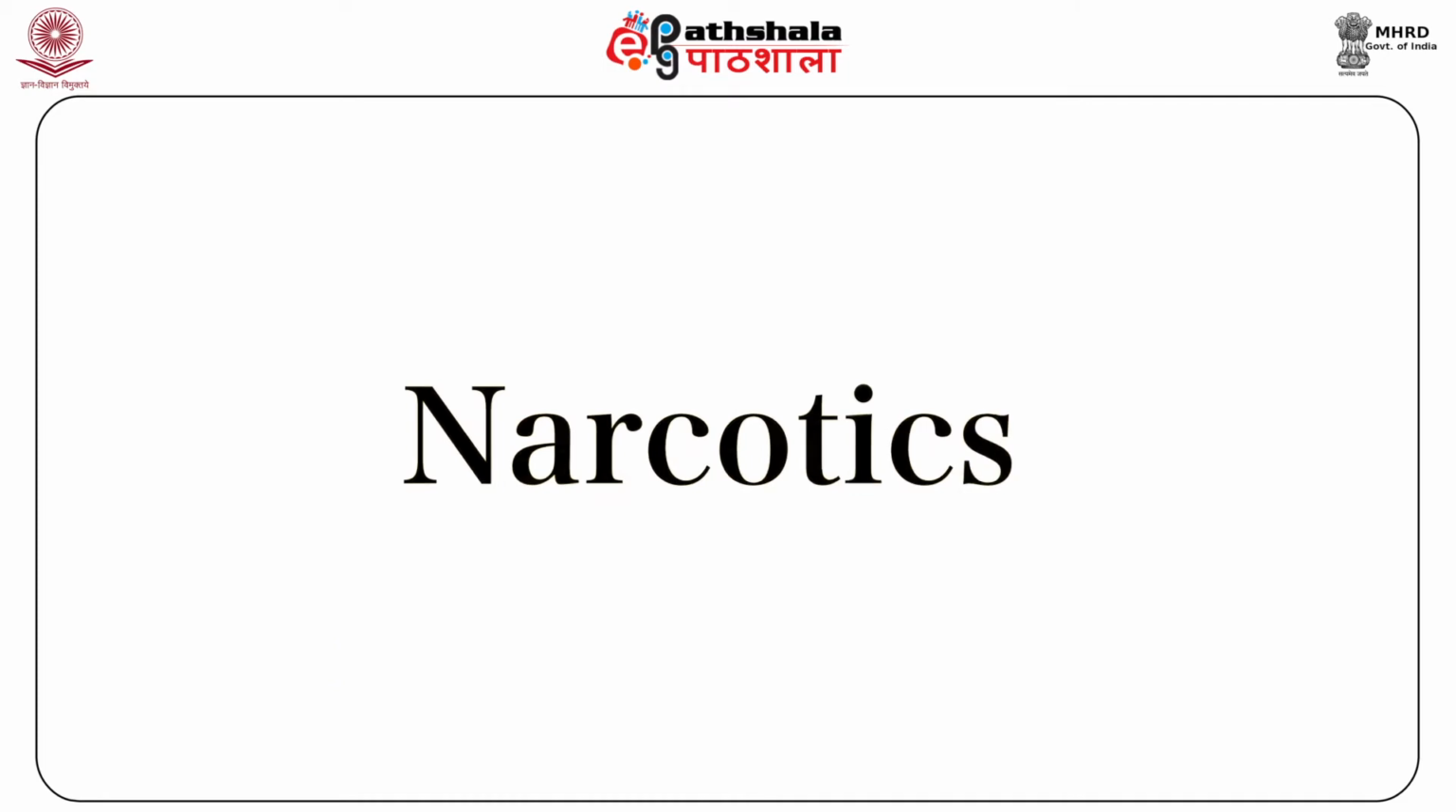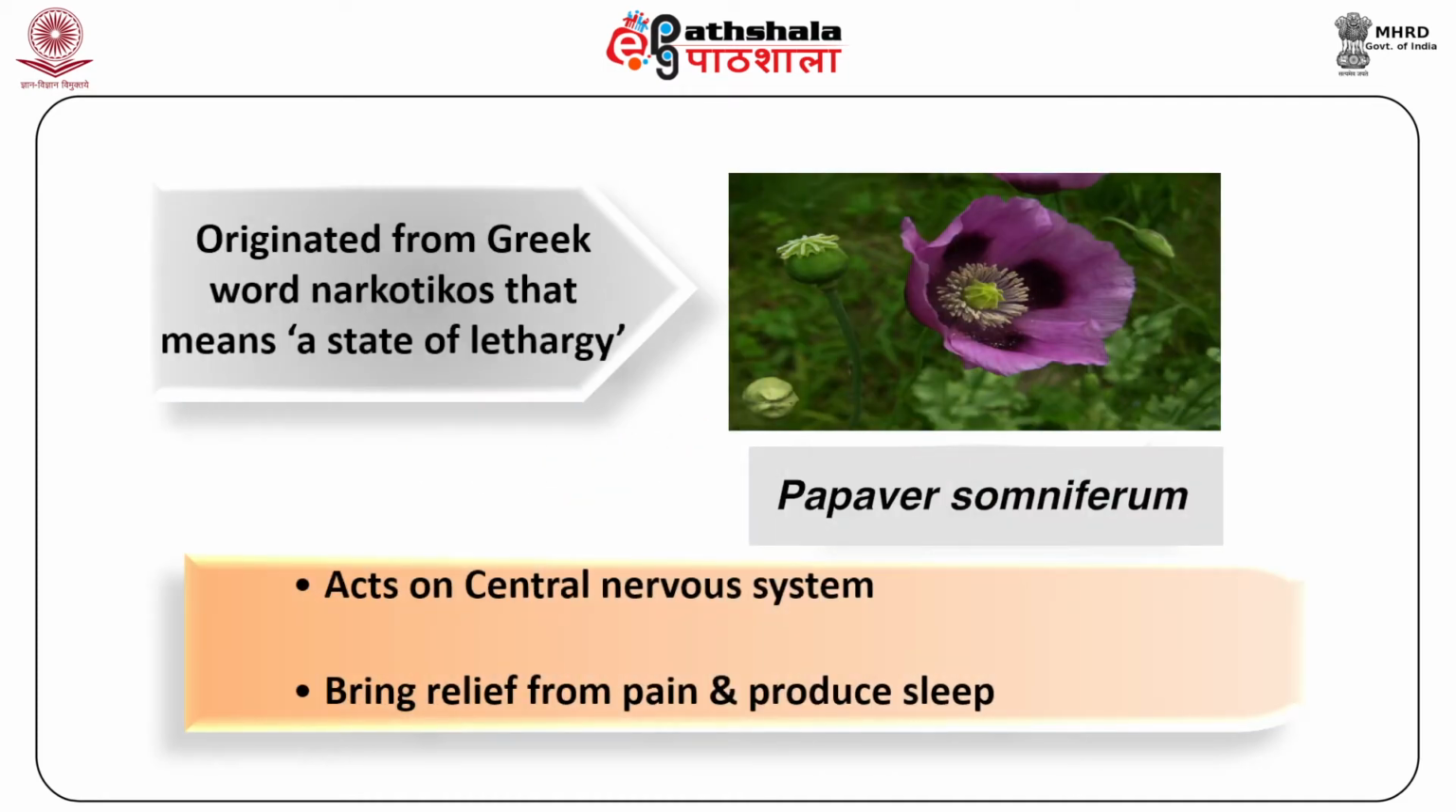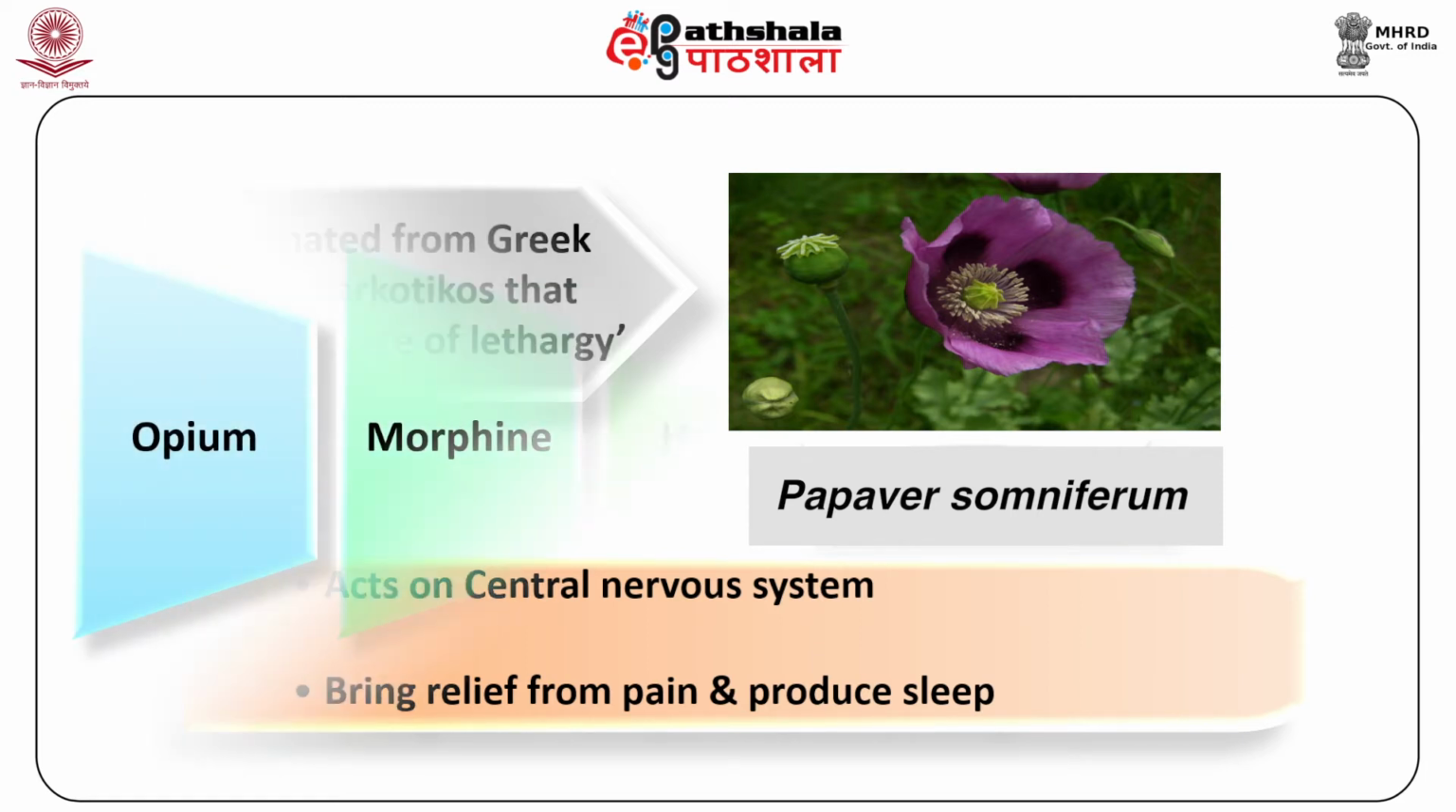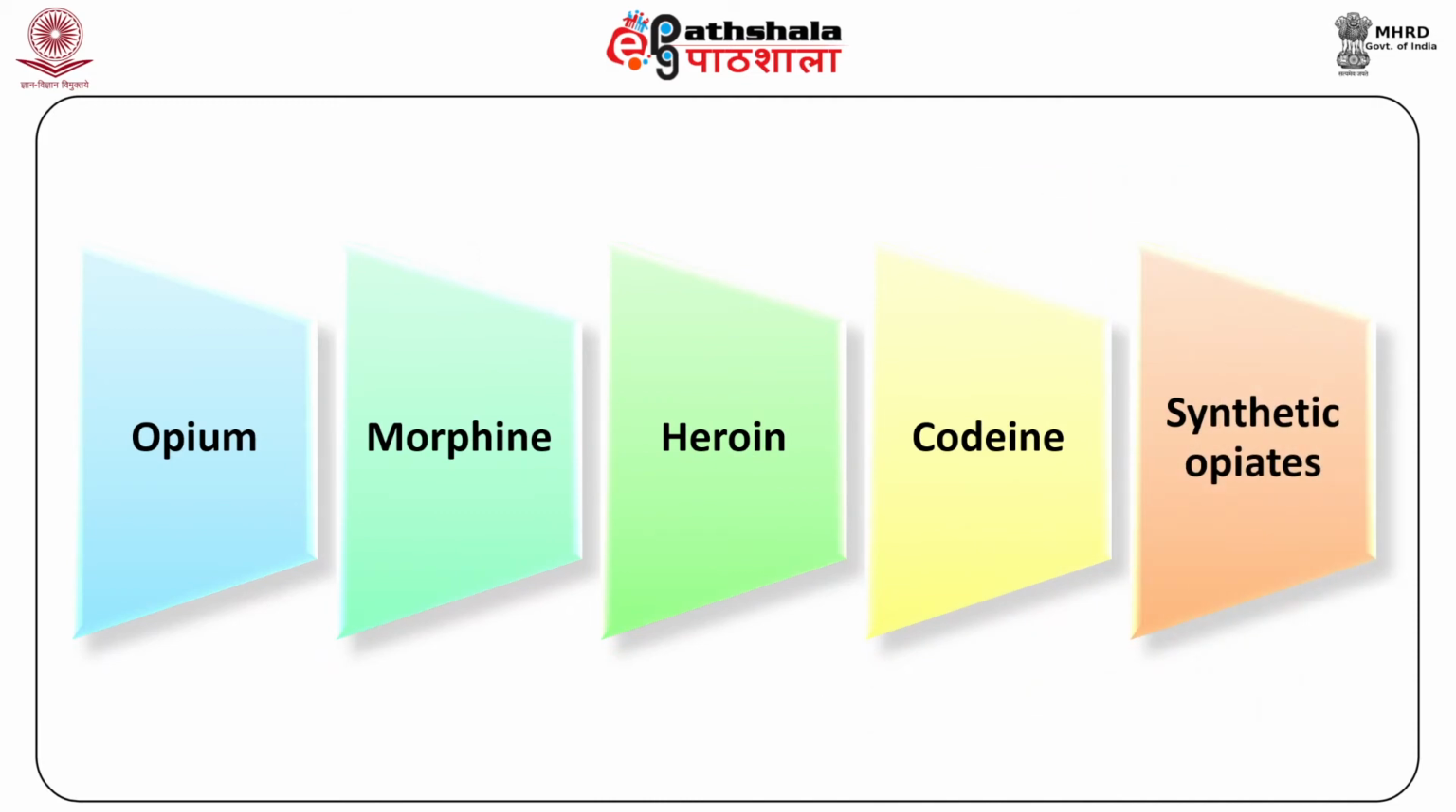Firstly, narcotics. The term narcotics originated from the Greek word narkotikos, which means a state of lethargy. This group comprises substances that act on the CNS and bring relief from discomfort and produce sleep. The origin of most narcotics is opium, which is a sticky milky juice obtained from the unripe pod of poppy. The scientific name of this plant is Papaver somniferum. Some examples of narcotic substances are opium, morphine, heroin, codeine, synthetic opiates, etc.